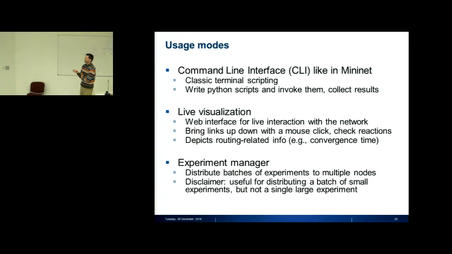Okay, there are three forms of using the tool. The one form is through the command line interface, manually. The other form is through the visualization interface, where you can interactively take down links and take them up again and so on. And then you have the experiment manager, which can be used when you have many experiments that you want to run, and you can distribute them to multiple virtual machines automatically, run the experiments, collect back the results, and have them in a single place.